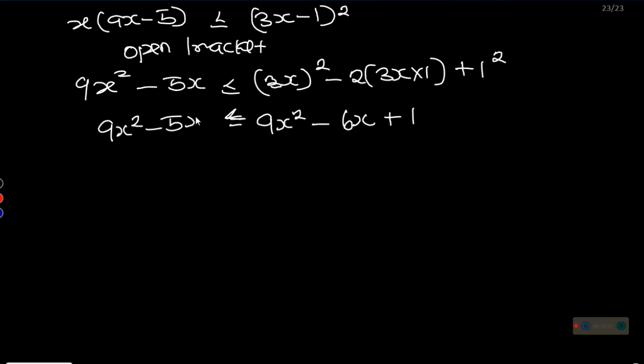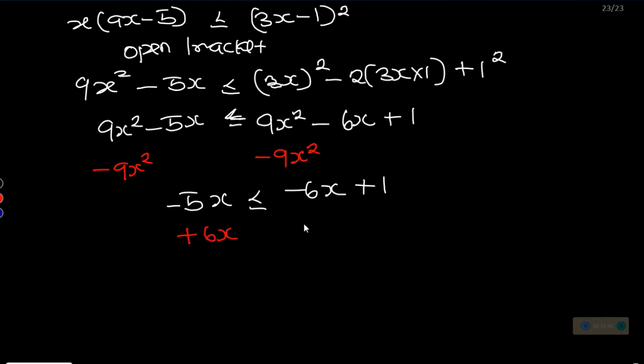Then we'll start bringing the like terms together. So here we subtract 9x squared from both sides because it is common. And that will leave us with minus 5x on the left, and on the right we have minus 6x plus 1. And bringing the variables to the left, we can add 6x to both sides. Okay, and that will give us x is less than or equal to 1.